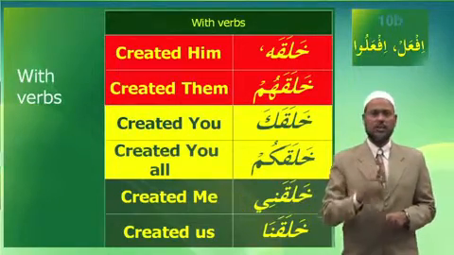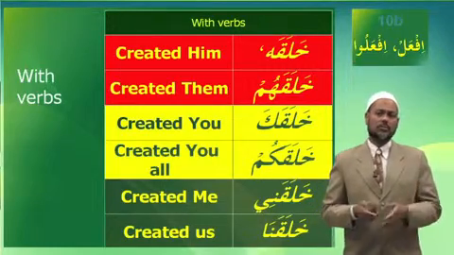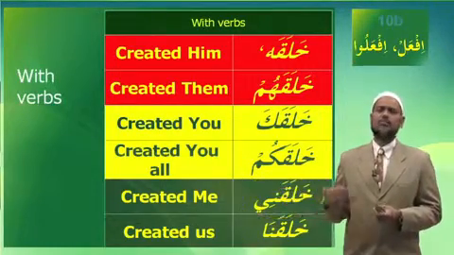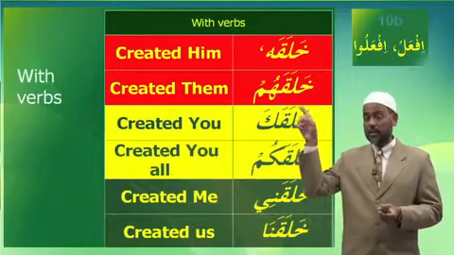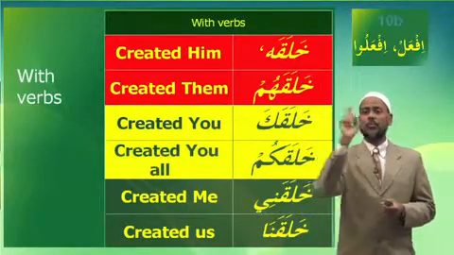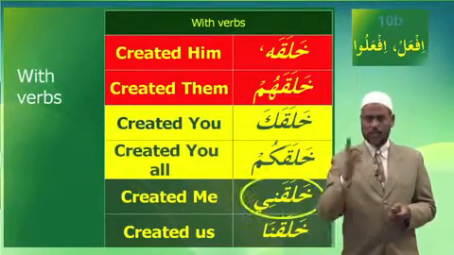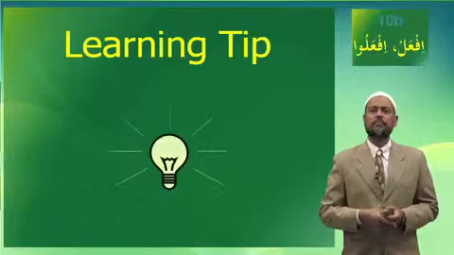Hu, hum, ka, kum, ni, na, and khalaqaha, he created her. So please remember, it not only comes with khalaqa, it can come with any verb in any form, like yakhluquhu, yakhluquhum, yaf'aluhu, yaf'aluhum, yaf'aluka, yaf'alukum. It can come with any of these verbs that we have learned.